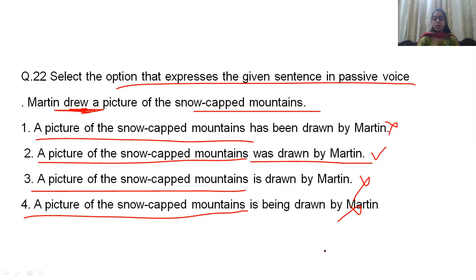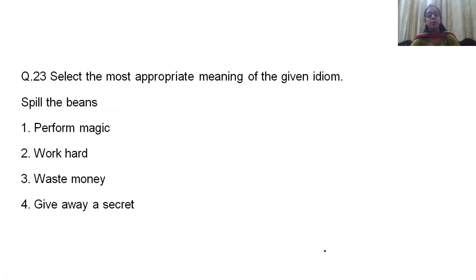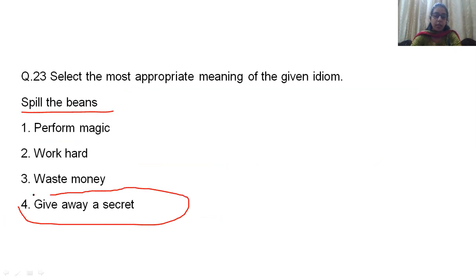All right, students, let's move ahead. Question number 23. Idiom meaning. Idioms you literally have to memorize. So students, "spill the beans." Spill the beans means to speak some secret. You did not keep a secret, you just give away a secret. Something which was not to be told, but you told. So the correct answer will be "give away a secret."